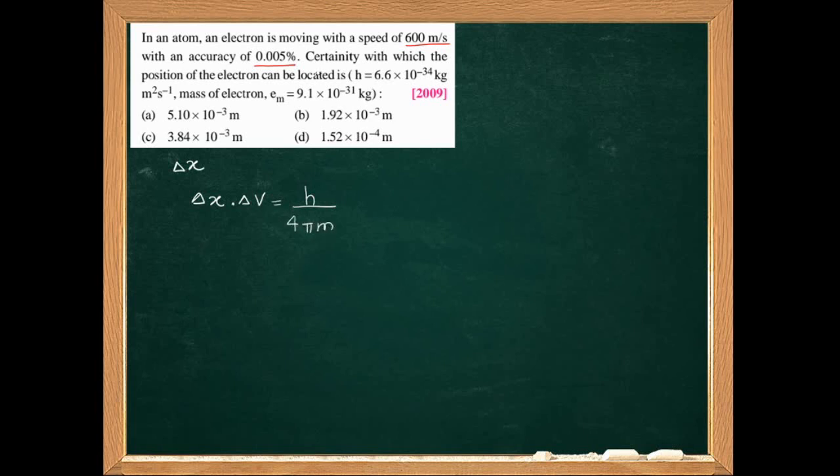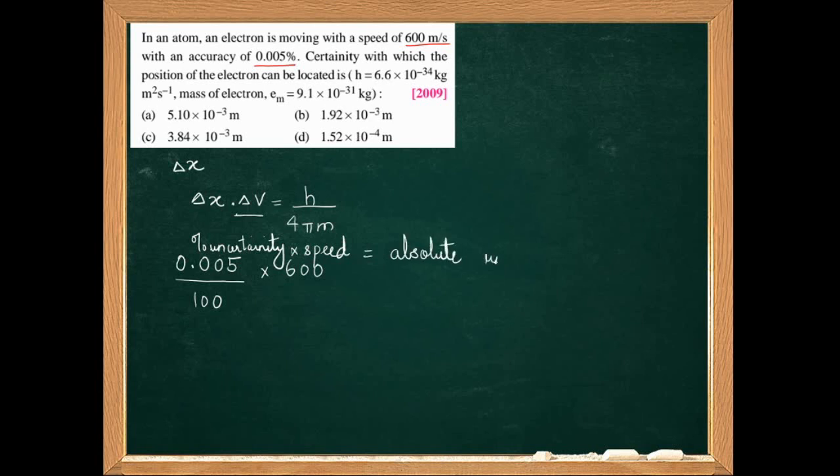Now, delta v, which is an absolute uncertainty value, is not given, but the percentage uncertainty is given. So the percentage uncertainty, which is 0.005 percent, upon 100, into the actual speed, will give us the absolute uncertainty. Now if I have to find this, this will give us what?